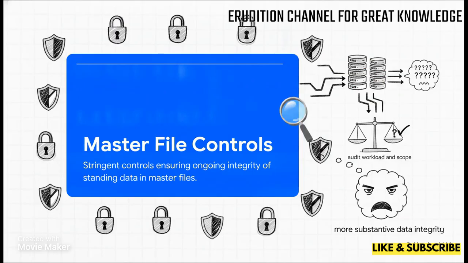And right within that framework, we have master file controls. Master files hold the absolute critical standing data of a company. So master file controls are stringent security measures designed to ensure the ongoing integrity of that data. As an auditor, your assessment of these specific controls is going to heavily dictate the scope of your entire audit. If the master file controls are weak, the integrity of the data is compromised and, well, you're going to have a lot more substantive testing to do.